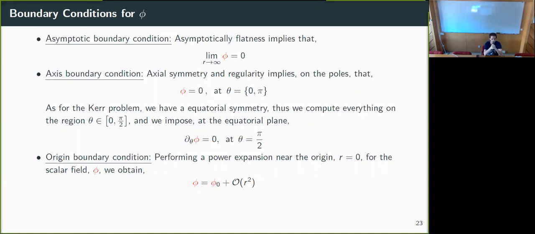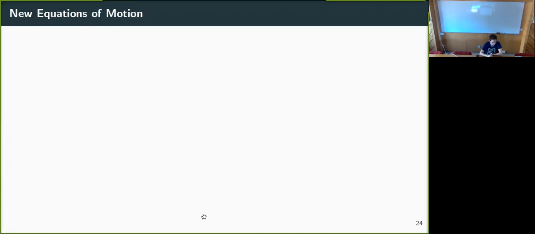Since it's on the origin, we do not need to do the same radial transformation as we did before for the Kerr case. You just have to do the power expansion around the origin, and we find that it goes like this expression. So we can easily impose that the derivative of phi with respect to r must be 0 at the origin. Then with this, you can go and find the equations of motion.